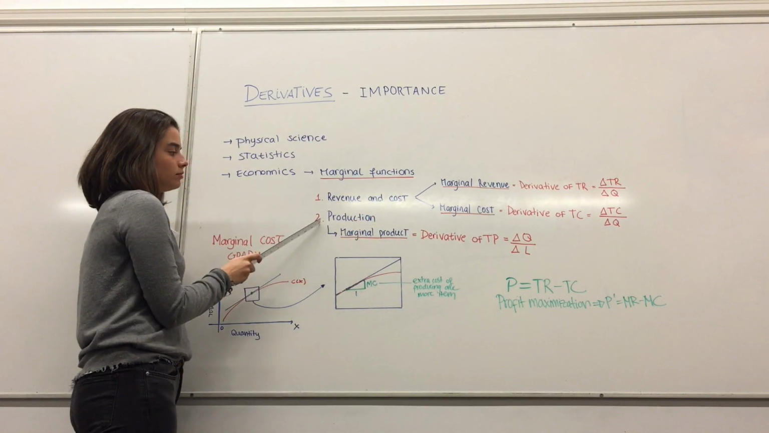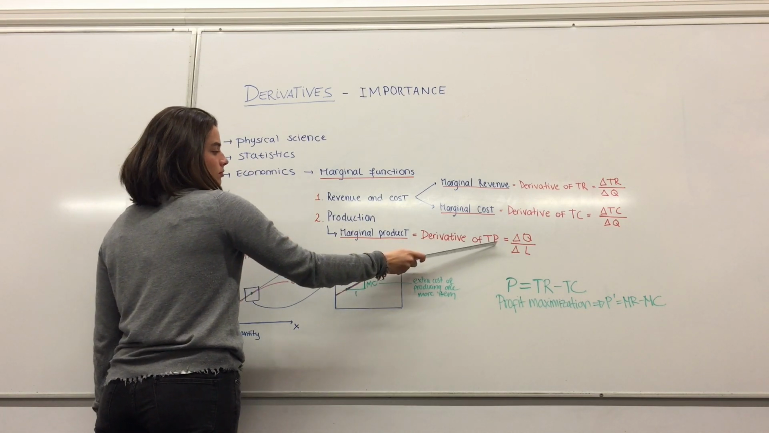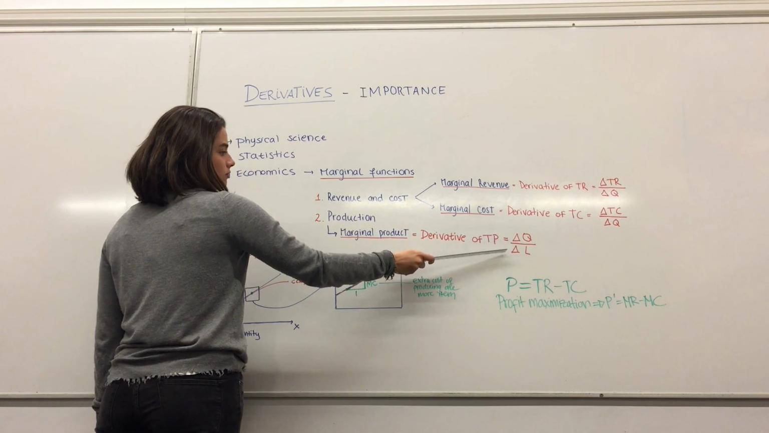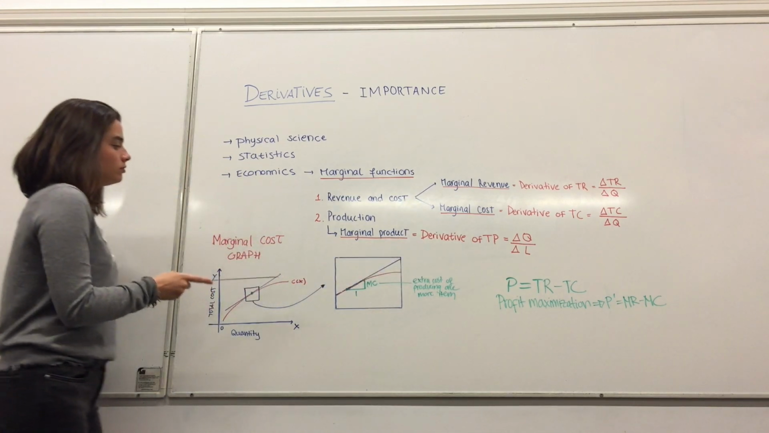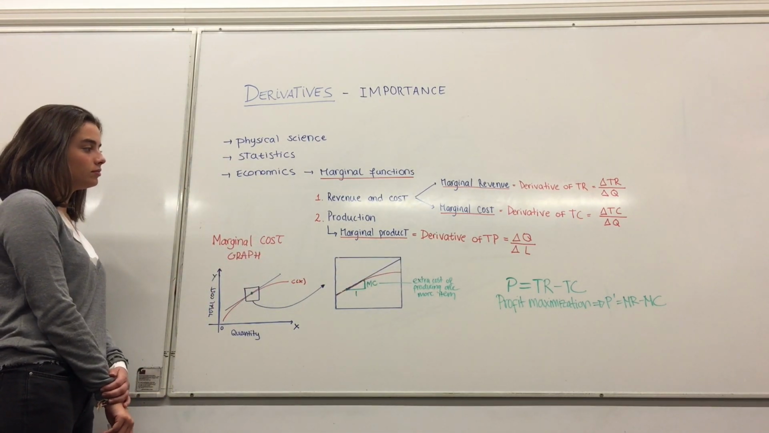Then we have production. Marginal product is the derivative of output with respect to labor, change in quantity over change in labor. Once the size of labor has reached a certain threshold level, marginal product of the labor will get smaller, this is the law of diminishing returns.